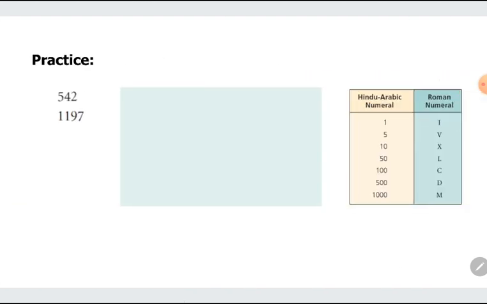Let's do the reverse. Let us write the Hindu-Arabic 542 in Roman numerals. We can expand that: 500 plus 40 plus 2. Just so we are clear. 500 is D, 40 is X and L, as we saw a while ago, and then we have 2 I's here for the 2. So this is DXLII.